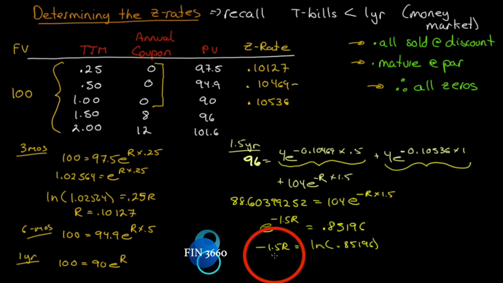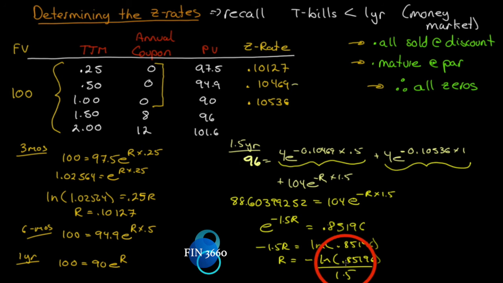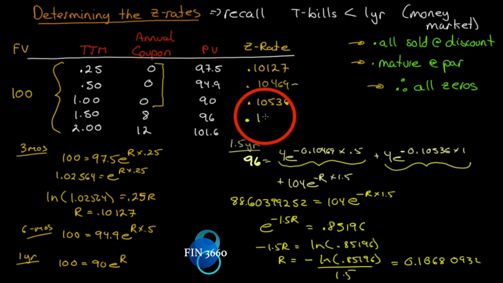Natural log of both sides will give us negative 1.5 r equal to ln 0.85196. Divide through by negative 1.5, r will equal negative ln 0.85196 over 1.5. The two negatives will cancel. If you key in 0.85196 and hit the natural log key, you'll get a negative number. Hit the negative sign to take out the negative, you'll get a positive. Divided by 1.5, we get 0.106800932. So we can fill in this number, 0.10681, and there's the 1.5 year.